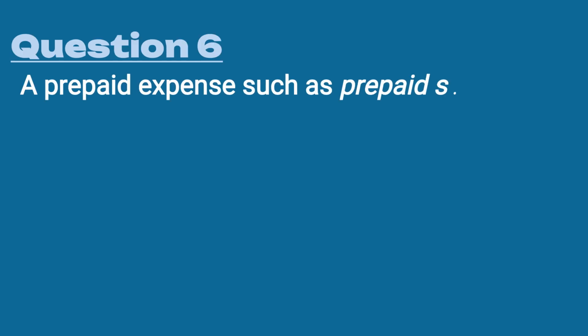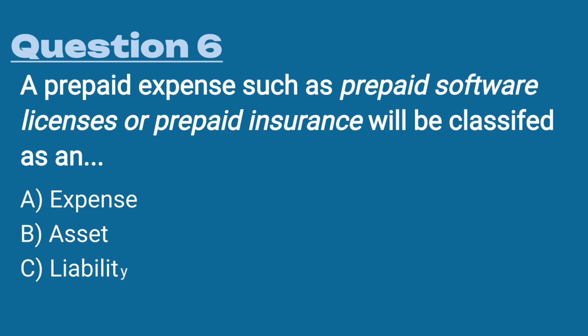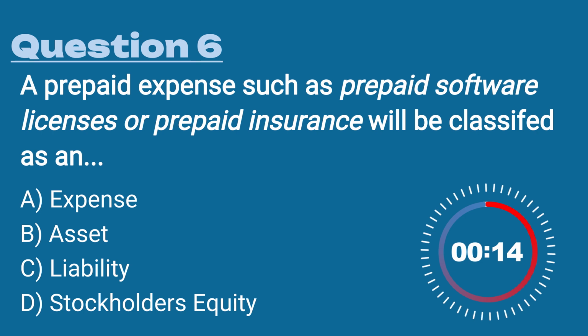Question number 6. A prepaid expense such as prepaid software or prepaid insurance will be classified as A, an expense, B, an asset, C, a liability, D, stockholders' equity.